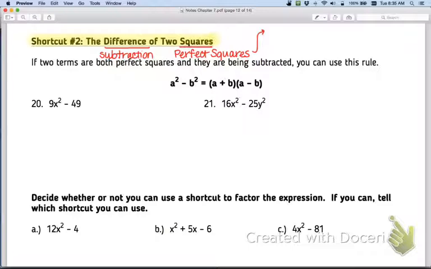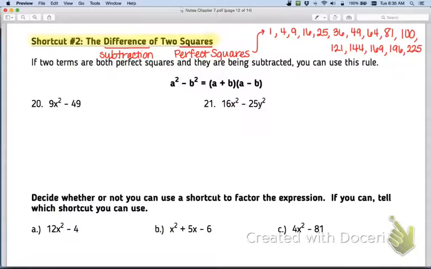So this comes from 1 squared is 1, 2 squared is 4, 3 squared is 9, 4 squared is 16, 5 squared is 25. I'm going to go ahead and list the rest out. 36, 49, 64, 81, 100. That gets us up to 10 squared. 11 squared is 121, 12 squared is 144, 13 squared is 169, 14 squared is 196, and 15 squared is 225. I highly doubt you would see anything bigger than that.